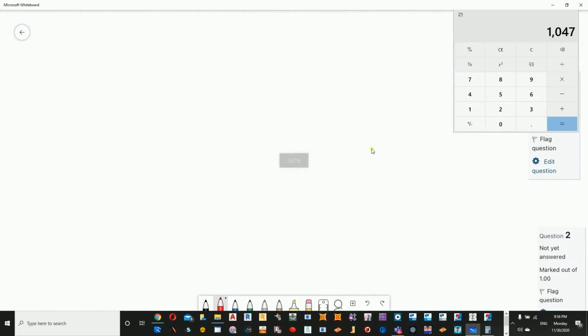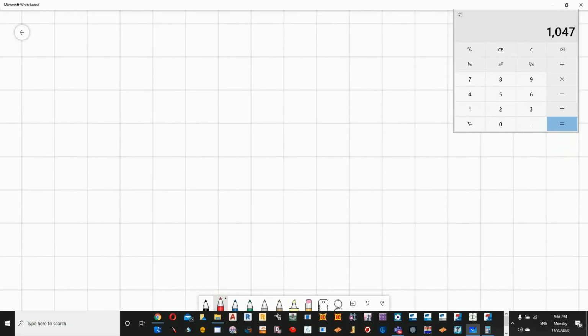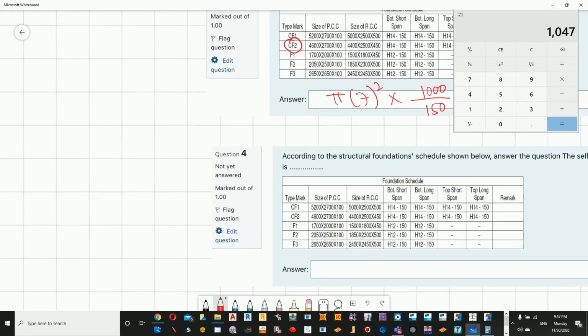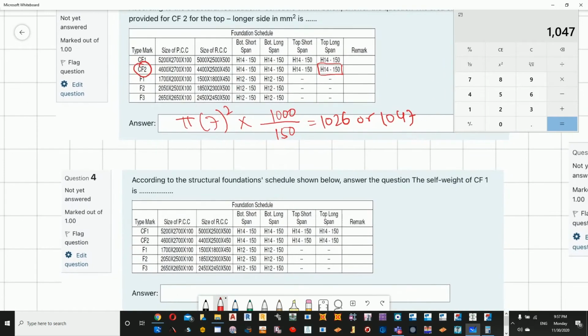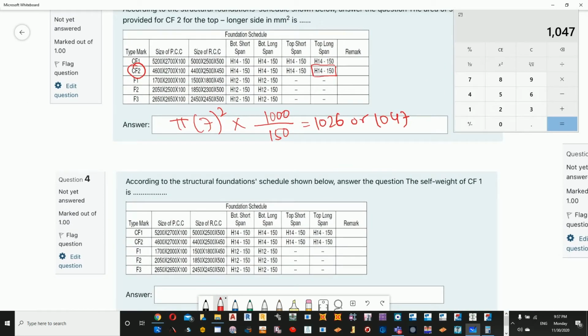Or for certain students who have calculated it for the whole width rather than calculating for 1 meter only, that answer is considered to be correct as well.